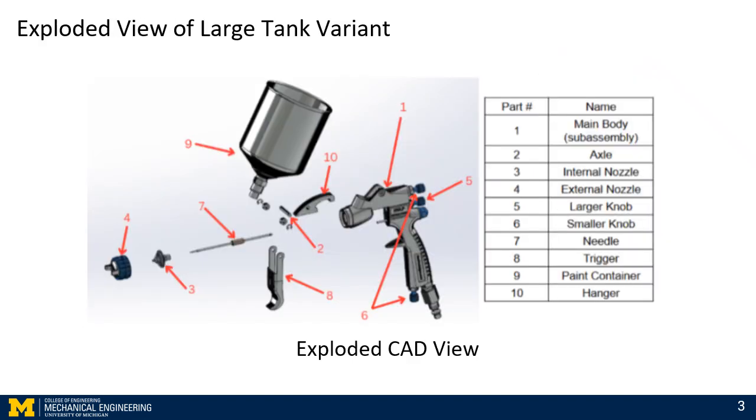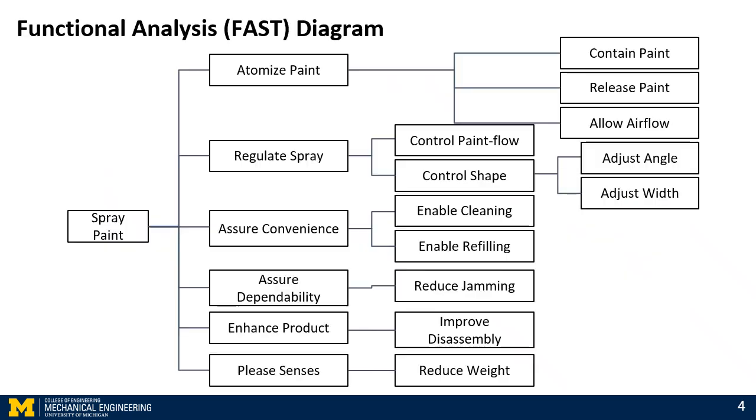Here's an exploded view of our CAD with labels. The main function of this tool is to spray paint, while its sub-functions are to atomize the paint, regulate the spray, and ensure convenience and dependability.